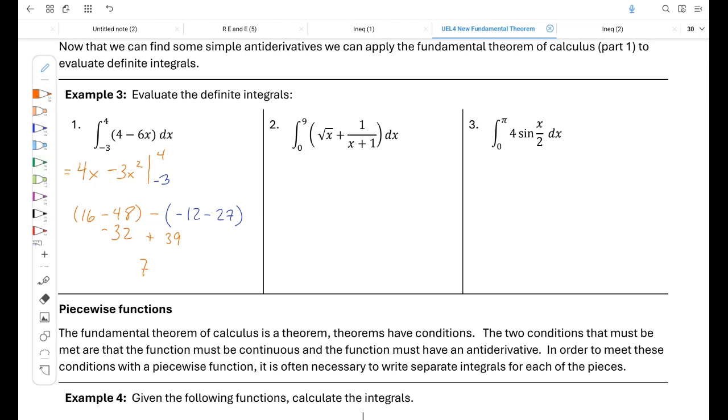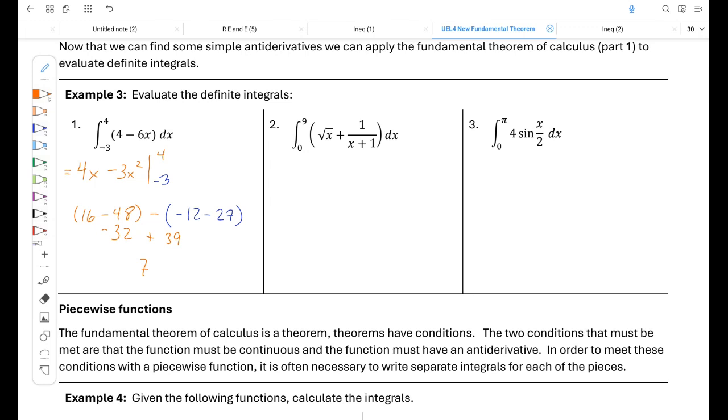The area under that curve between -3 and 4, well, not a curve, it'd be a straight line. We could actually have drawn this out and figured it out using triangles and rectangles, but we didn't. The area under that curve is 7. If that 4 minus 6x represented a rate of change of something, that something would have changed by 7. It would have increased by 7 during that interval.